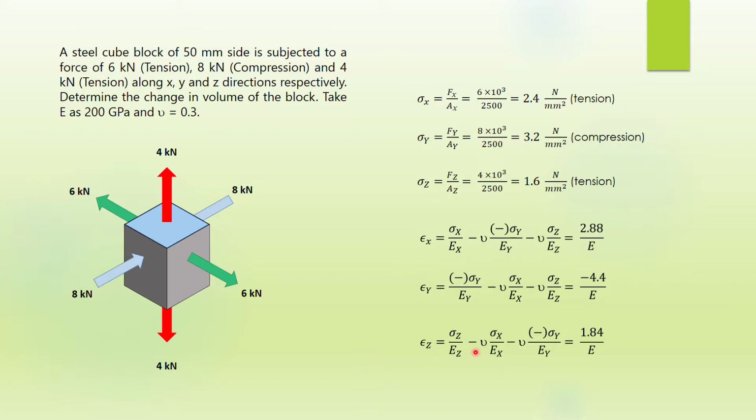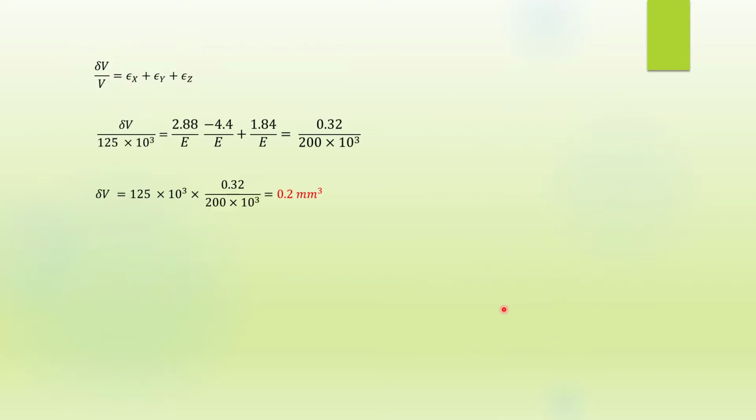So you have negative, negative, but remember again, sigma y, beside that, you have to put a negative sign, and that is equal to 1.84 over Young's modulus E. And we know the formula for the volumetric strain: volumetric strain is equal to change in volume over original volume, and that is equal to epsilon x plus epsilon y plus epsilon z.